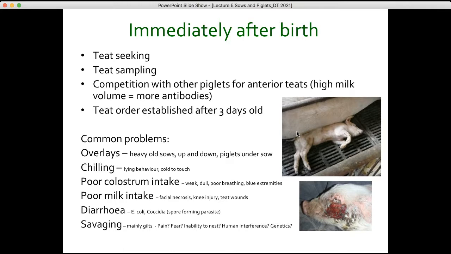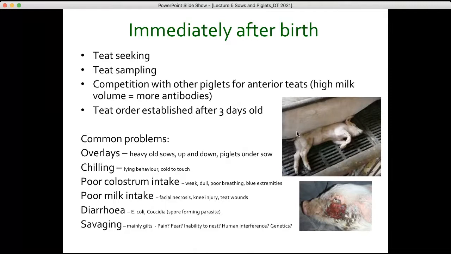Now, the piglets that come out first will likely go to the anterior teats, or the teats at the front, because those are the high-producing teats. So therefore, they're going to have more colostrum and more milk, and therefore more antibodies. A teat order is generally established within the first 3 days of a litter being born. So remember, pigs like to form a hierarchy in any group, whether that be mixing sows or in the litter.